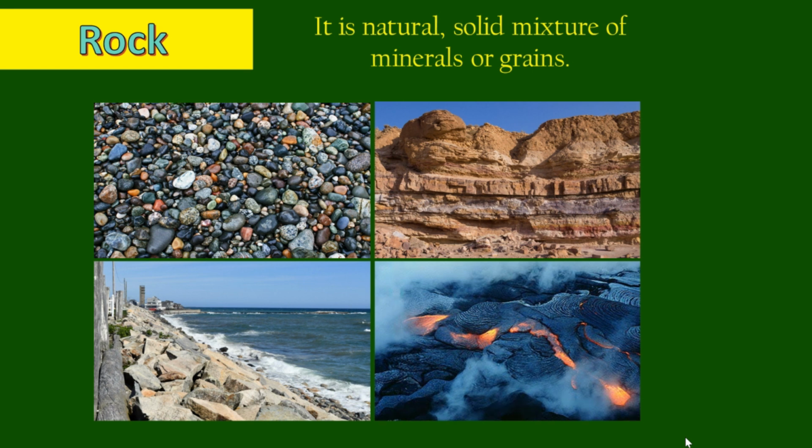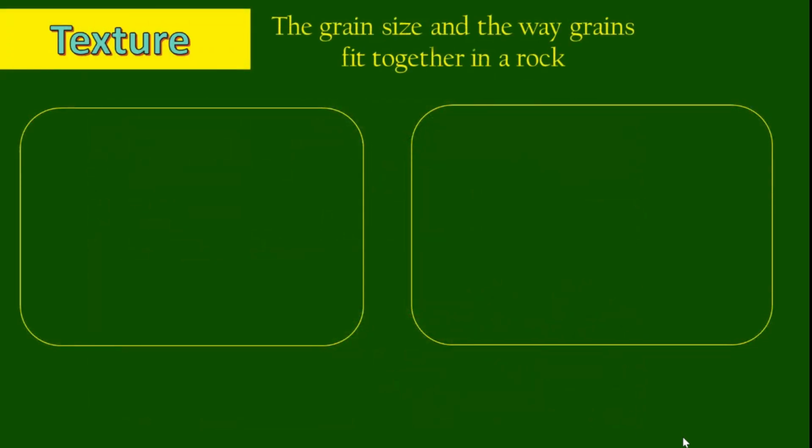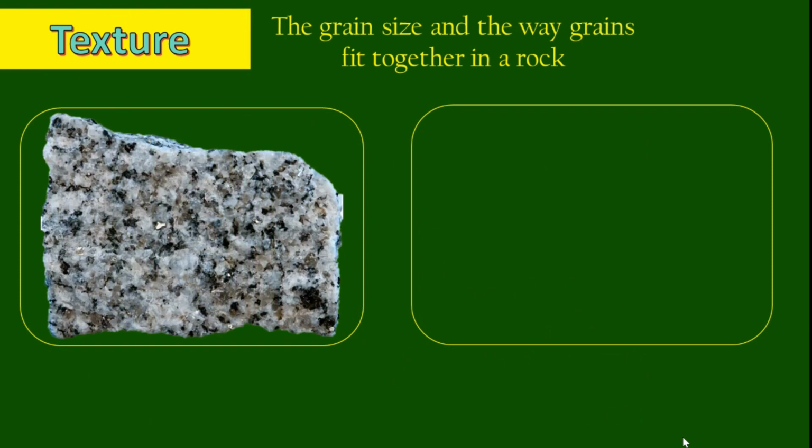Geologists use two important observations to classify rocks: texture and composition. The grain size and the way grains fit together in a rock are called texture. When a geologist classifies a rock by its texture, he or she looks at the size of the minerals or grains in the rock, the arrangement of these individual grains, and the overall feel of the rock. Texture also can be used to determine the environment in which a rock formed.